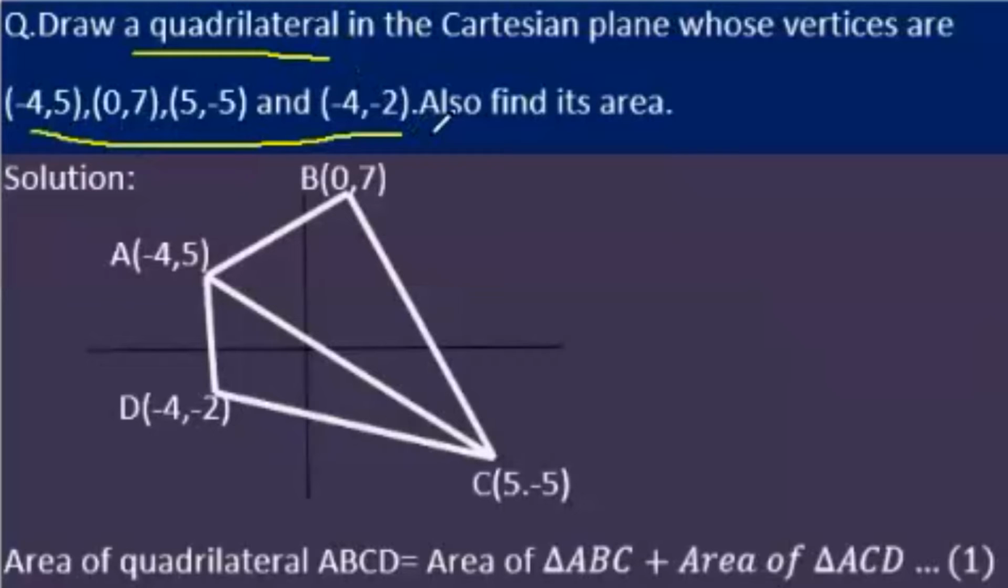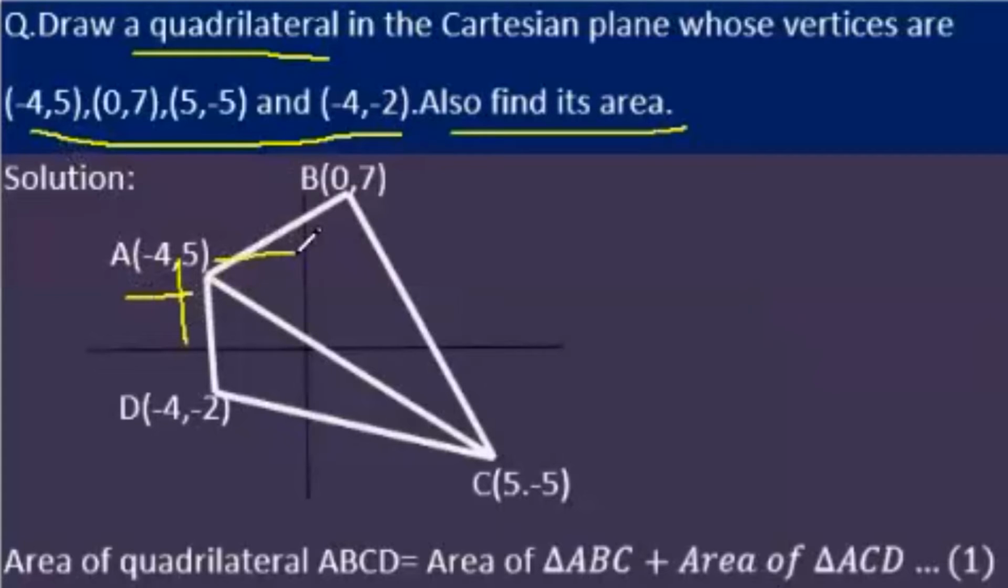First we have to plot these 4 points in the graph. That will give us a quadrilateral, and after that we have to find its area. So first of all, let us plot these 4 points. The first one, (-4, 5). Its x coordinate is -4 and y coordinate is 5. So we plot this point taking x as -4 and y as 5. Thus we get the first point.